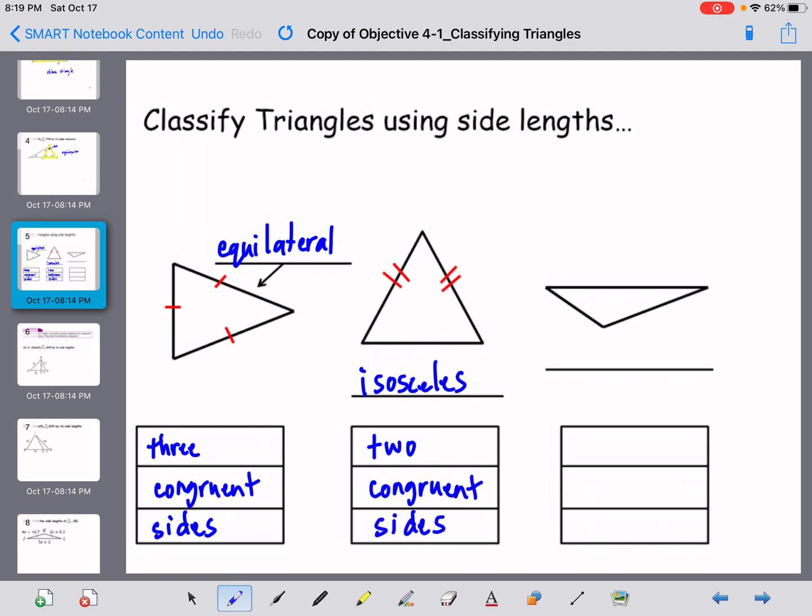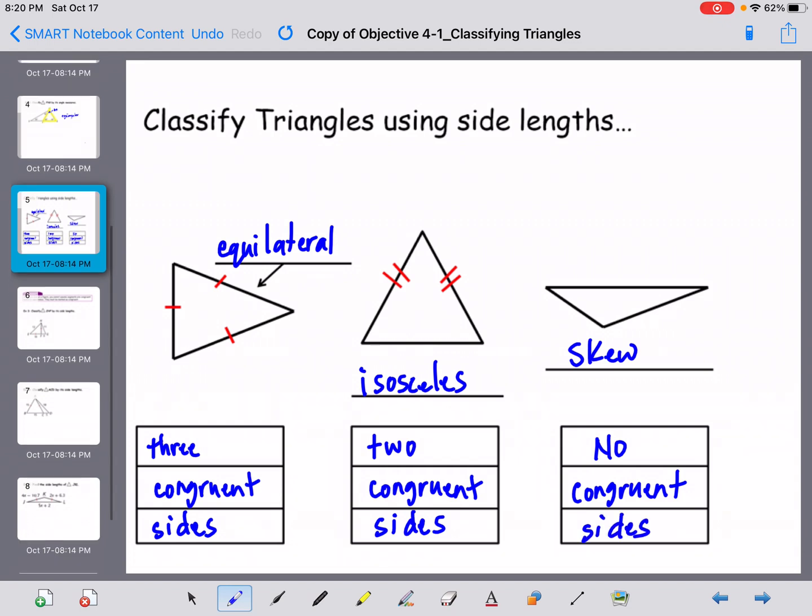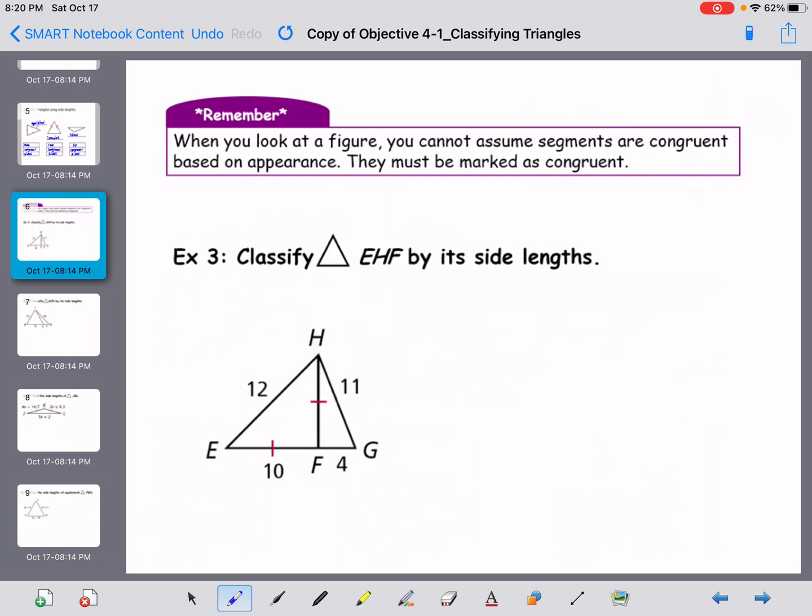And the last one right here, there are no marks on this triangle, so that would indicate that all 3 of these sides are different measurements, and that's going to be a scalene. So, no congruent sides. All right. When you look at a figure, you cannot assume segments are congruent based on appearance. Cannot assume. They must be marked as congruent.